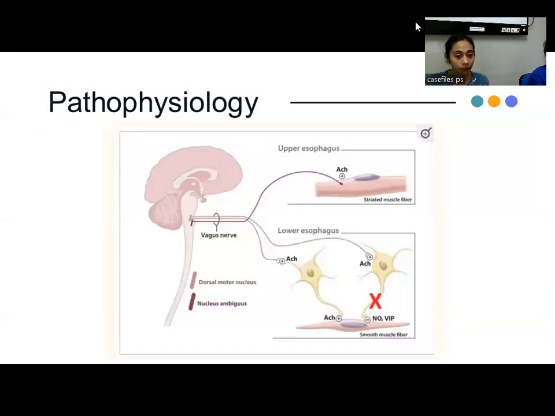This is a pictorial representation of the stimulation of the normal population by acetylcholine in the upper esophagus, which results further in the relaxation of the lower esophagus by nitric oxide and VIP neurotransmitters. But in patients of achalasia, this is not possible, and thus the relaxation is not there, and the pathology then ensues.